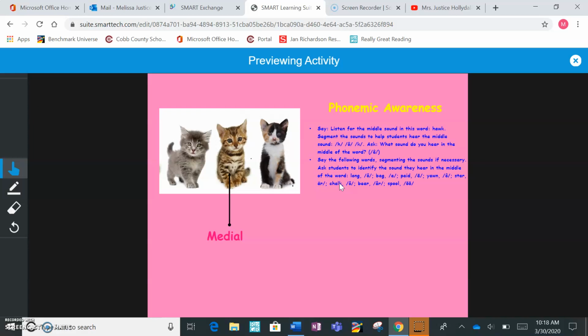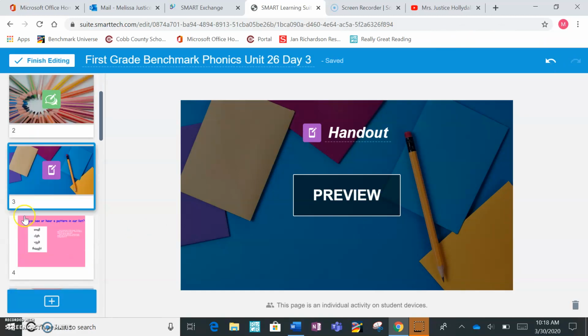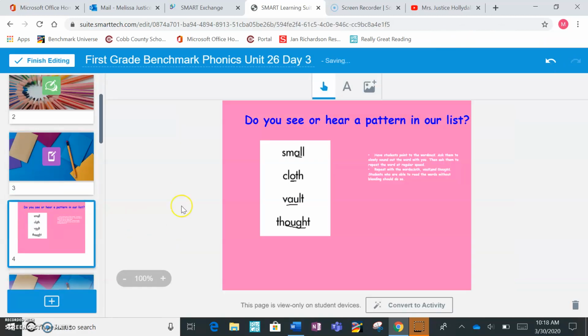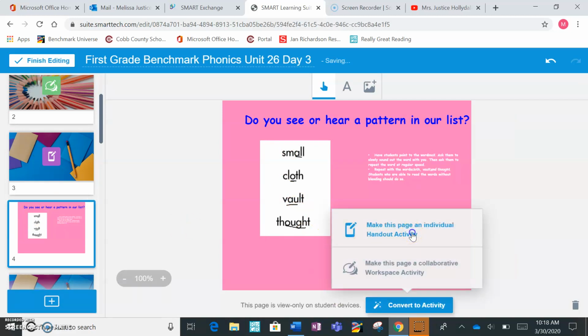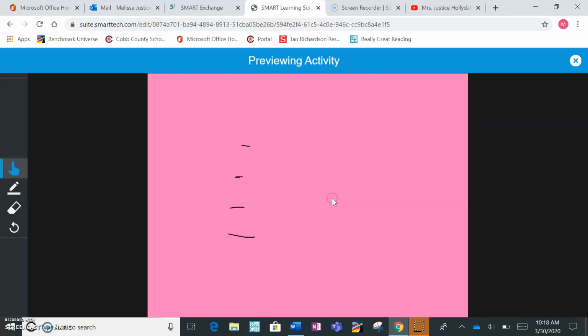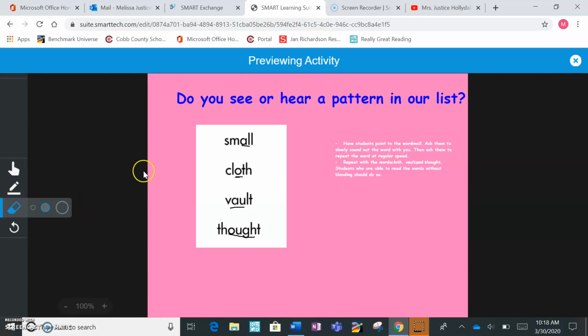How about spool? Sp-oo-l. Spool. The medial sound was ooh. You guys are getting so good at this. Now let's take a look at some words. And let me erase it because I've had to video this a few times. But let's try this one.